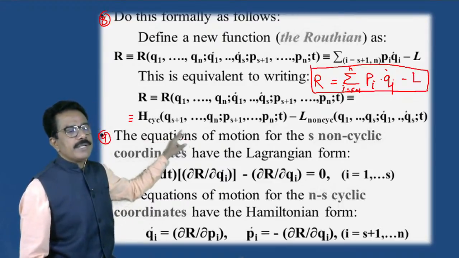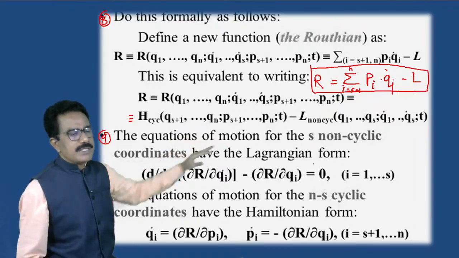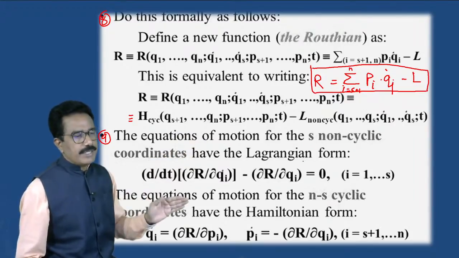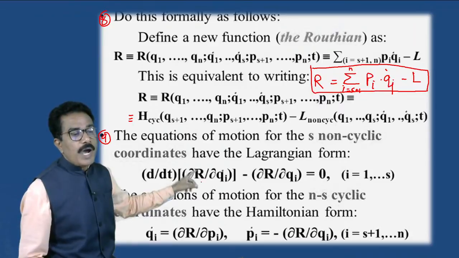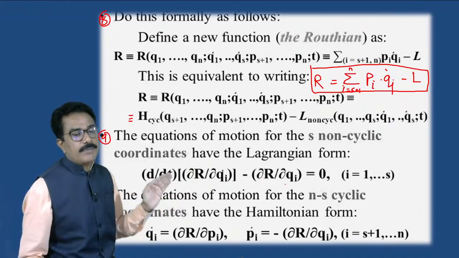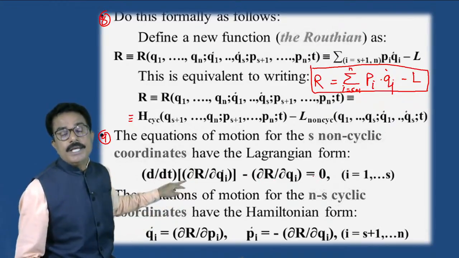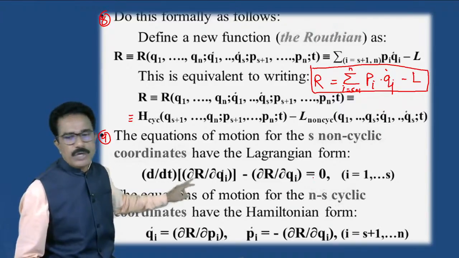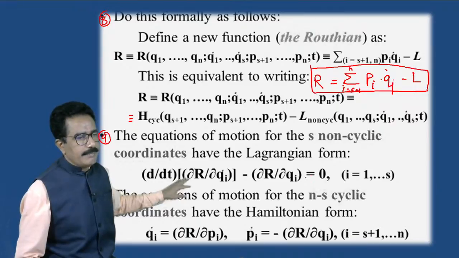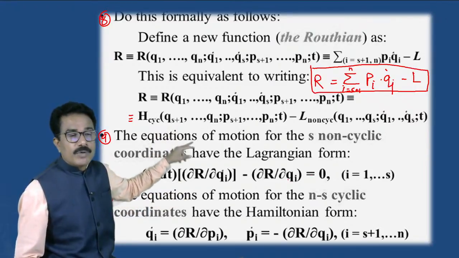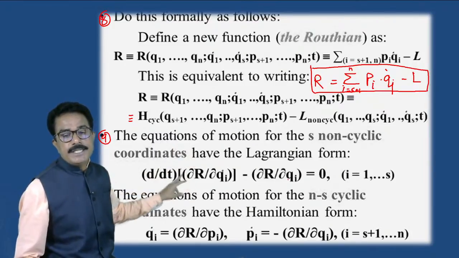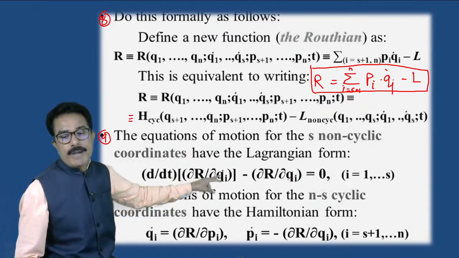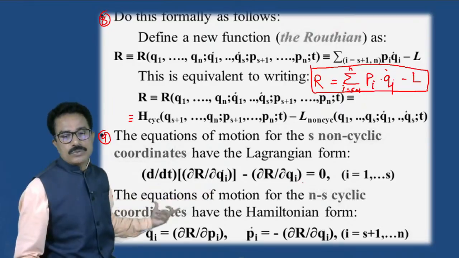10. So for the equation of motion of the s non-cyclic coordinates, we have the Lagrangian form: d by dt of dou R by dou qj dot minus dou R by dou qj equals 0. This is the Lagrangian form of Routh's equation. We have to prove this equation. So this is the equation of motion in the Lagrangian form for non-cyclic coordinates.